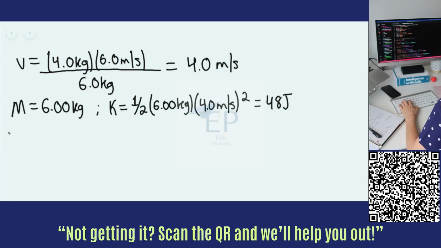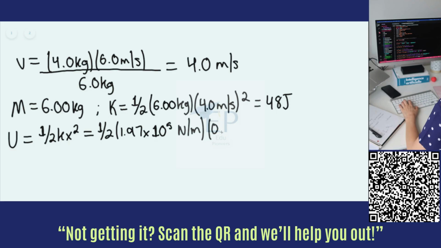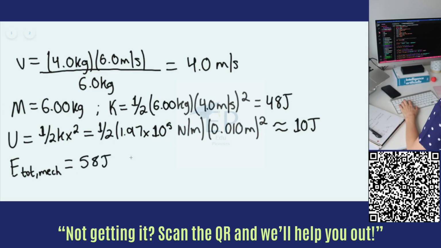The potential energy at this point, U, would be equal to 1/2 k x squared. And this would be equal to 1/2 times the spring constant that we had calculated in the very beginning, 1.97 times 10 to the fifth newtons per meter, multiplied by 0.010 meters quantity squared. This is approximately equal to 10 joules. So this means that the total mechanical energy would be equal to 48 plus 10, so 58 joules. And the system then reaches its new turning point.